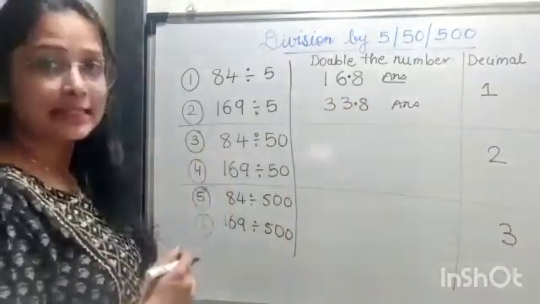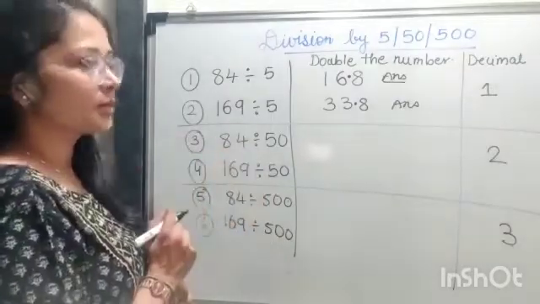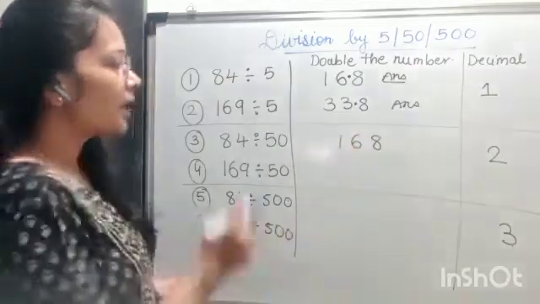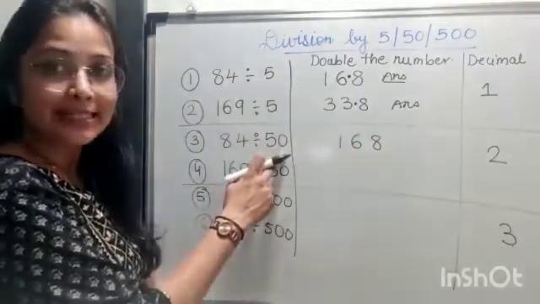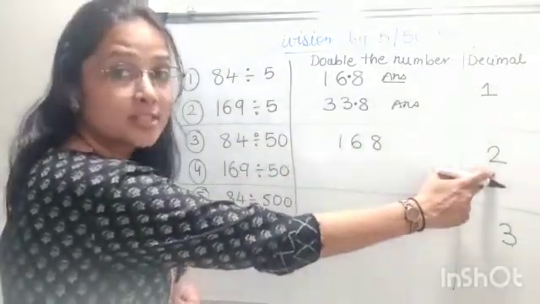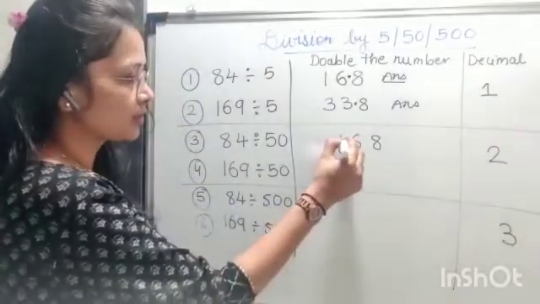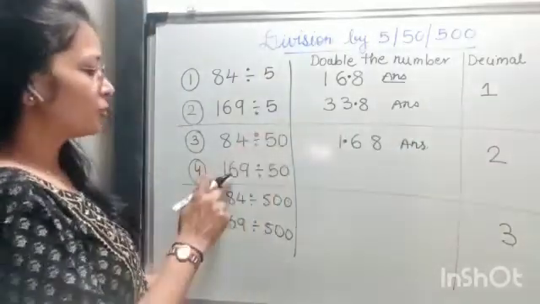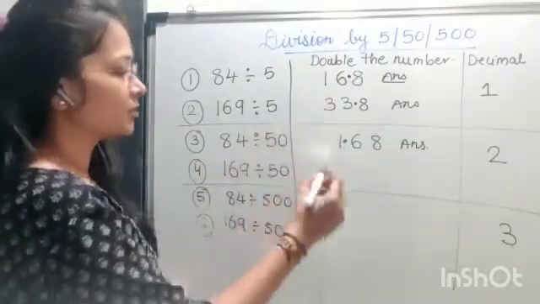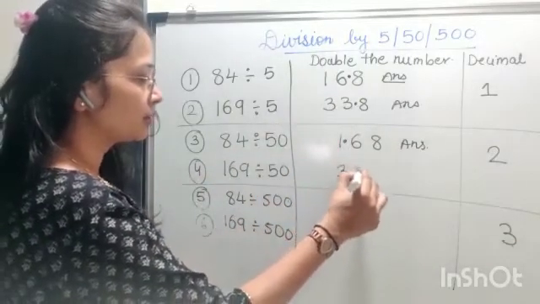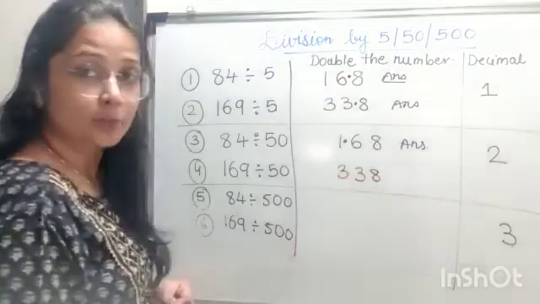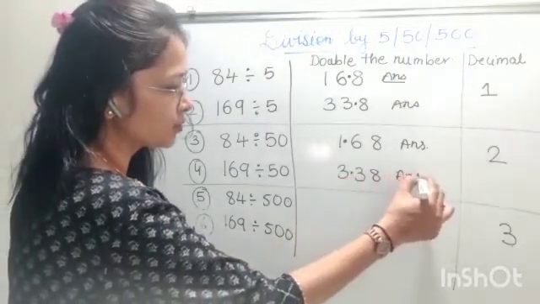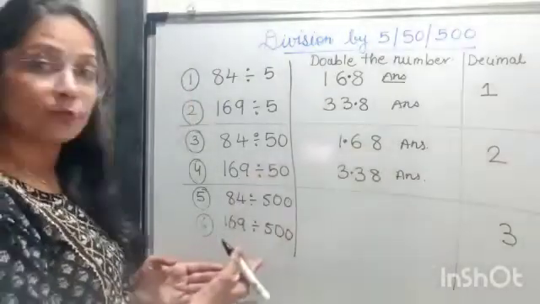Let's do the same thing again for 84 divided by 50. So now you know the answer. It's 168. Now there has been a 10 extension, so we'll put the decimal after 2 places. And this becomes your answer. Do you know the double of 169 is 338? Again, put a decimal before 2 places. And that's your answer. Now what about 500?